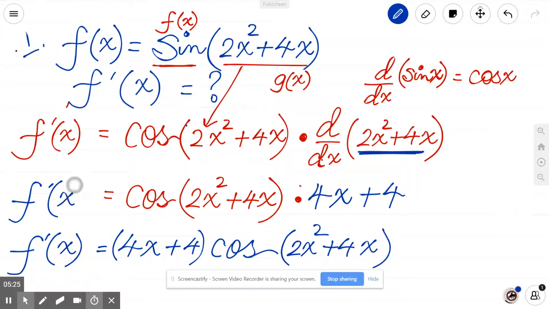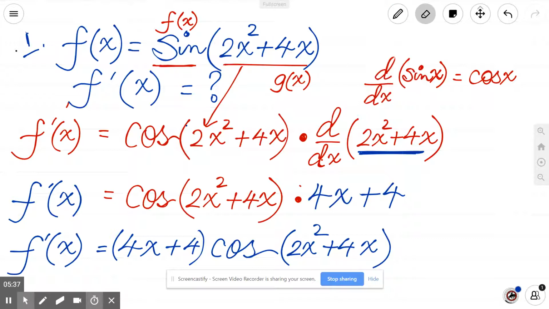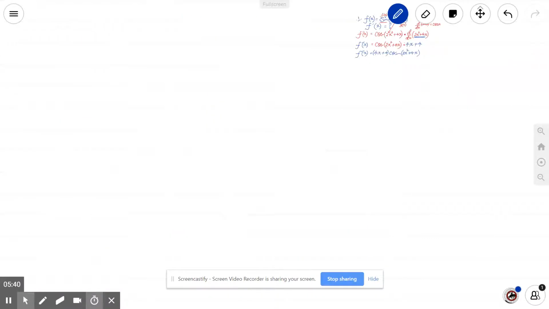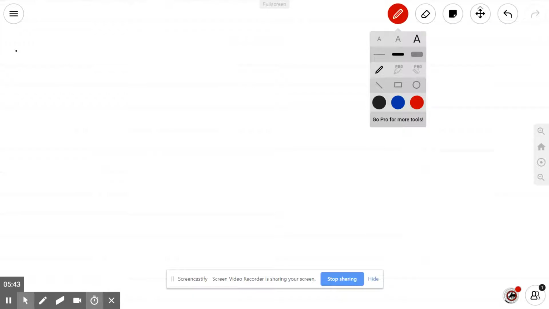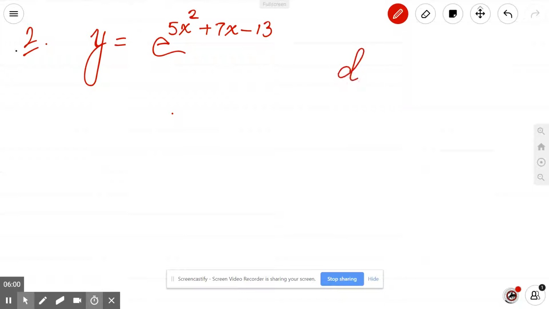So I hope this made some sense for you, and then let us practice one more example. This was our example 1. We'll go ahead and practice example 2 here, and I'll make more example videos in the future. I'll just go ahead and erase this page. All right, example 2. We can take another function as y equals e to the power of 5x squared plus 7x minus 13. So this question does look a little complex, but if you remember from your formulas, d by dx of e to the power of x is e to the power of x.